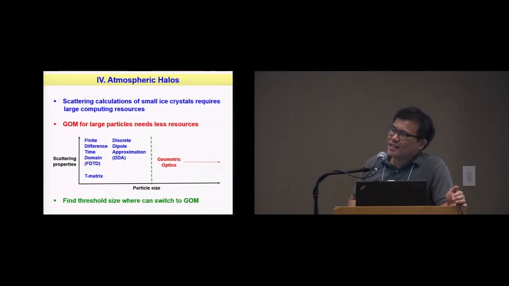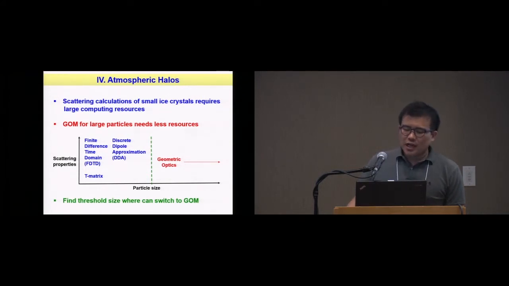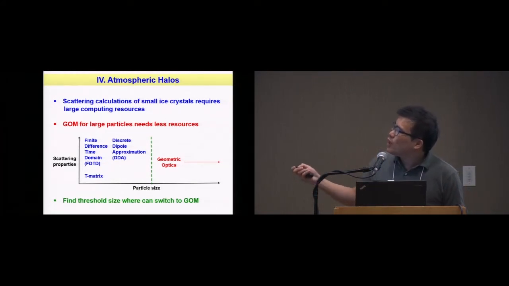Okay. Let's switch gear a little bit. So next one is the atmospheric halos. Scattering calculation for small non-spherical ice crystals requires lots of computing time, and the geometric optics method requires much less computing time, so we can use geometric optics. However, for small ice crystals, we cannot use geometric optics. So finding this threshold size is very important.